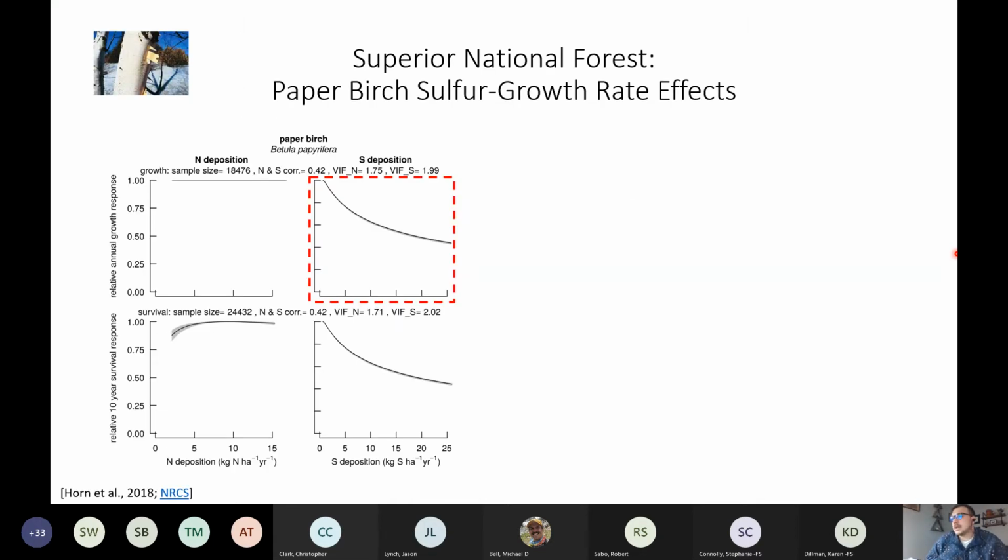So sticking with the case study area in Superior, we're going to hone in even a little bit further. We're going to talk about paper birch. Linda, I appreciate you throwing up a paper birch example in your talk. Teased this up pretty well. So we're looking at the sulfur growth rate response for paper birch, and we're going to look at it within Superior National Forest.